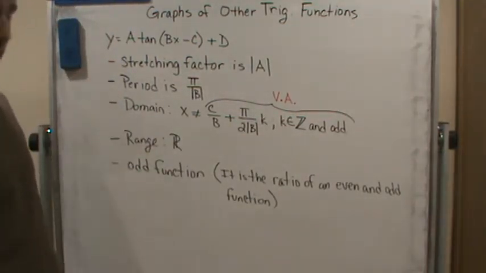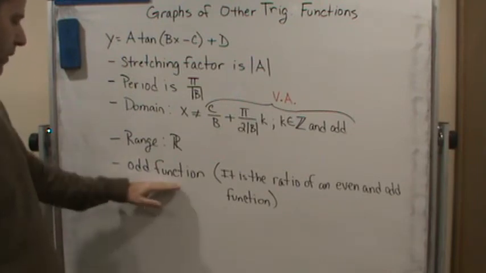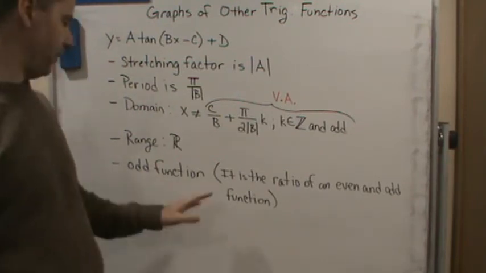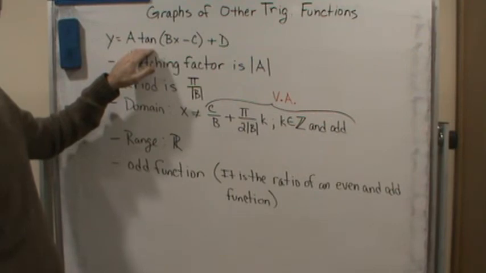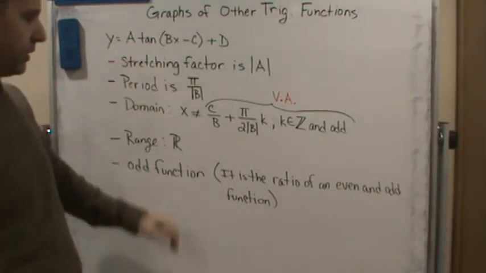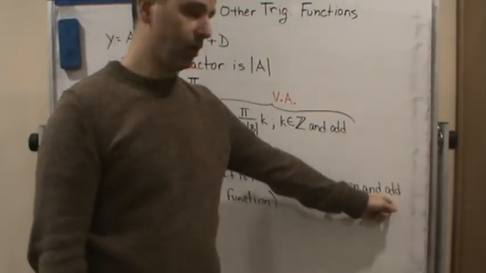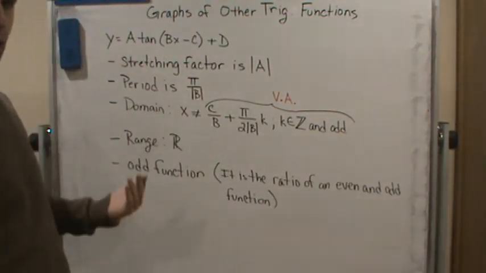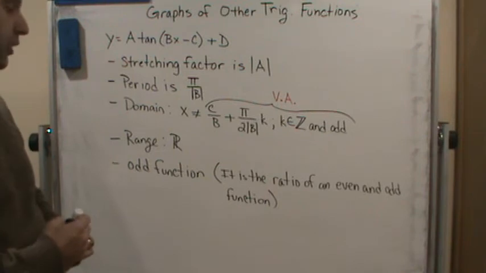The range is all real numbers. Now it's an odd function. Another reason why you can see that it's an odd function is because tangent is made up of the ratio of sine theta divided by cosine theta, where sine is an odd function, cosine is an even function, and so when you divide those, you get an odd function.